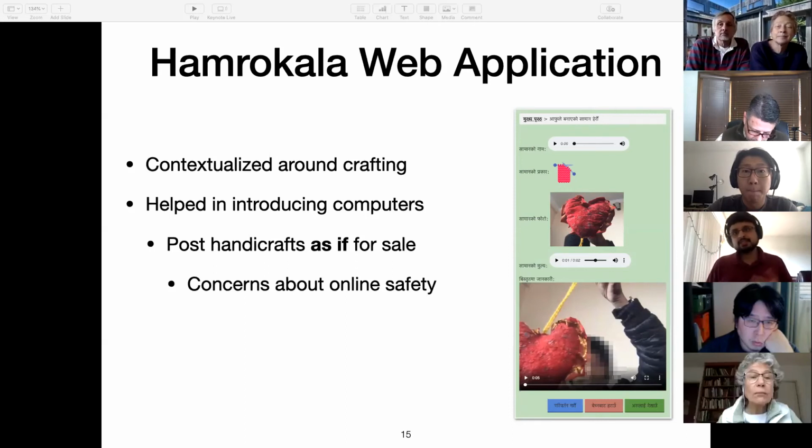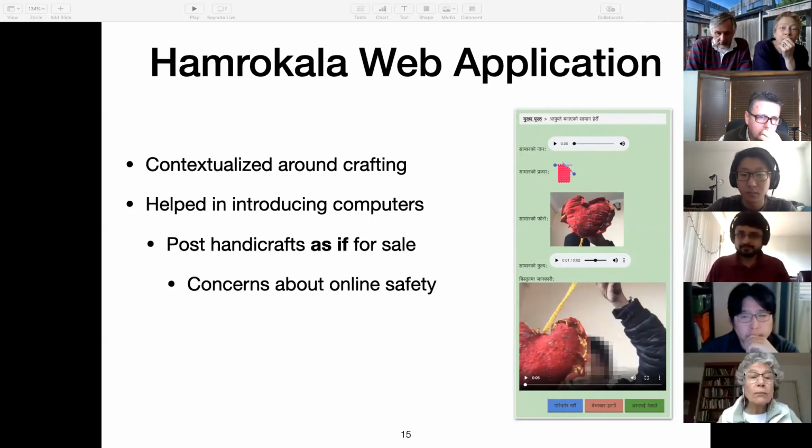The web application was contextualized around crafting, allowing the sister survivors to draw sketches, post details of the crafts, look at other people's crafts, and post comments on those. We hypothesized that contextualizing the web application around crafting would help in introducing computers. It is worth noting here that the web application was hosted through a local server and was not connected to the internet. We did this because we had not provided any lessons or any mechanism for online safety.